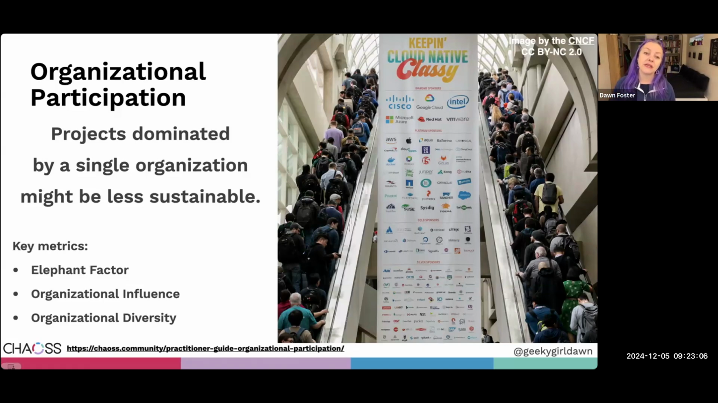Now, the biggest challenge with identifying trends for organizations and open source projects is that the organizational affiliation data is almost never accurate enough to use without some manual cleanup. So this isn't necessarily easy, and this is described in more detail in the practitioner guide linked on the slide, along with some thoughts on how to clean up some of that organizational data.